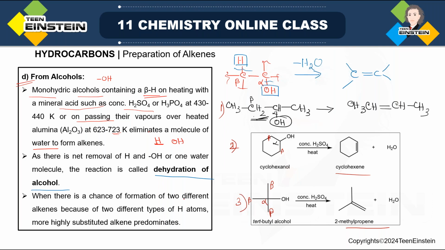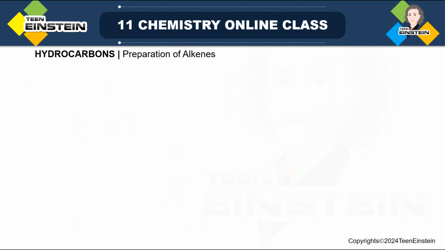But remember, when there is a chance of formation of two different alkenes because of two different types of beta hydrogen atoms, which one will be preferred? Obviously, the alkene which is more substituted, that will predominate. The same logic that we have already seen in the case of alkyl halides. So here we will take one example where you will be able to understand this major and minor product. But the compound must have two different types of beta hydrogen.